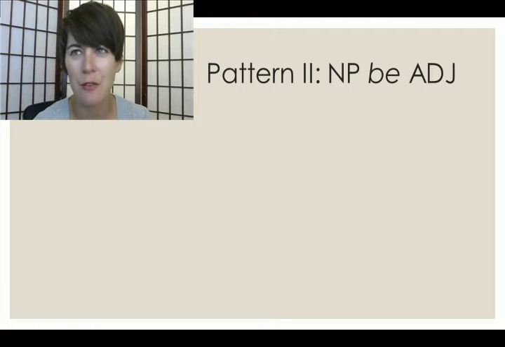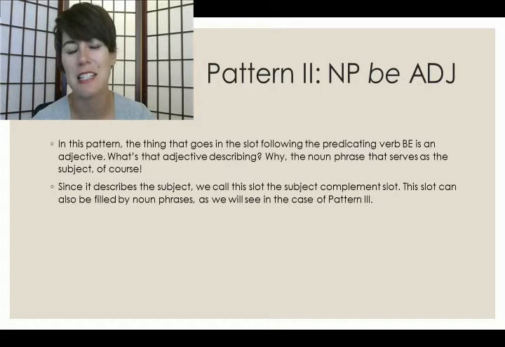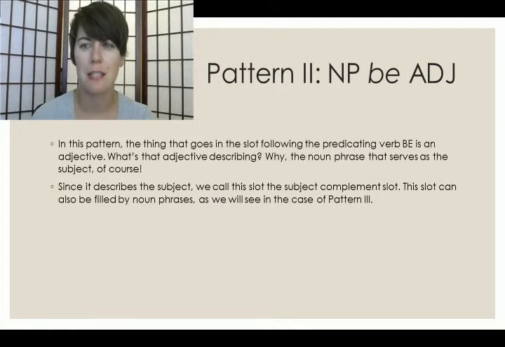Pattern 2 is a noun phrase, a be verb, and then an adjective of some kind. The thing that's different is that this time we have an adjective following our verb. What's the adjective describing? Well, the subject, of course. It's describing the subject. And since it describes the subject, we call the slot this adjective goes in the subject complement slot. Of course, we could also have a noun phrase in the subject complement slot, and that's the case in pattern 3 coming right up.